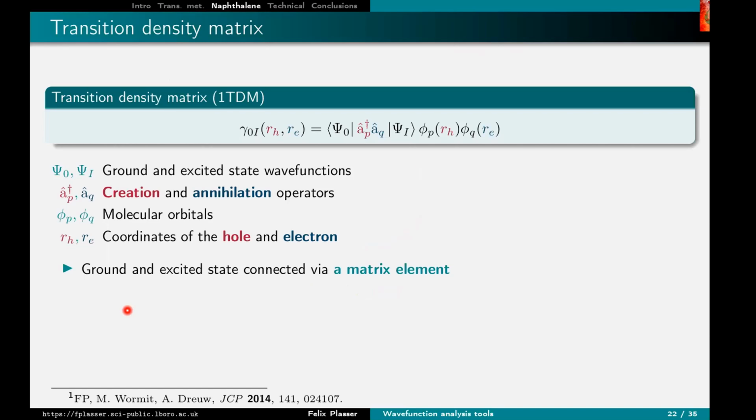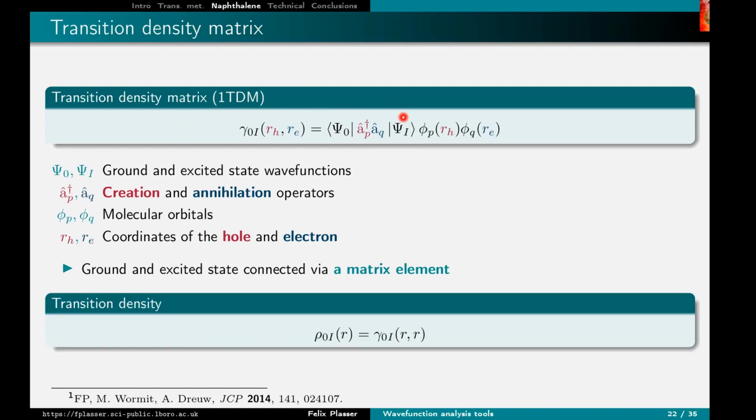And this allows me to go back to a transition density matrix, which in many cases is my favorite quantity for looking at excited states. So I already actually explained this. And the important point here is that the ground state and the excited state are connected in one matrix element. That's why the transition density can tell us things that we wouldn't find from the difference density.